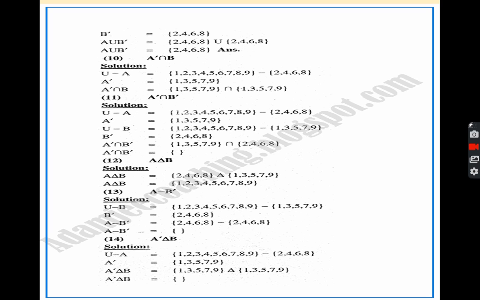So firstly we will put the value of U. After that we will subtract it and put the value of A: 2, 4, 6, 8. Then the answer of A complement is equal to 1, 3, 5, 7, 9. Now we are finding the value of B complement.